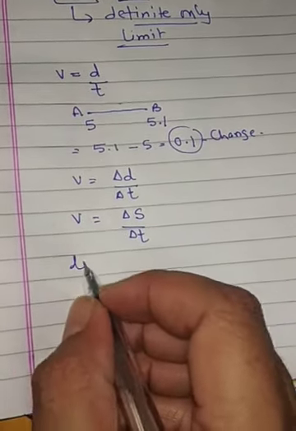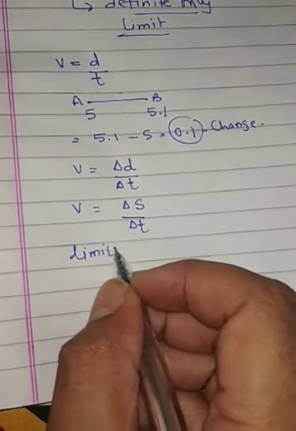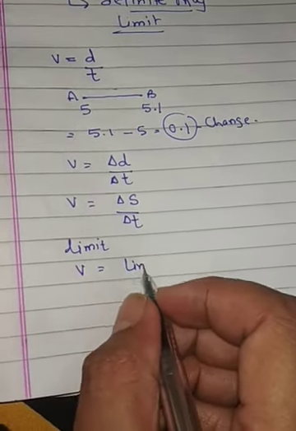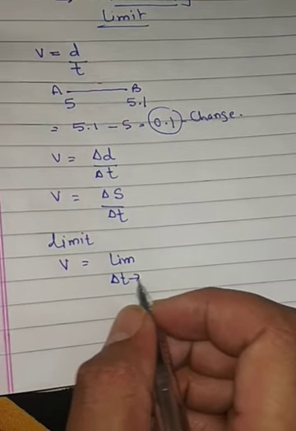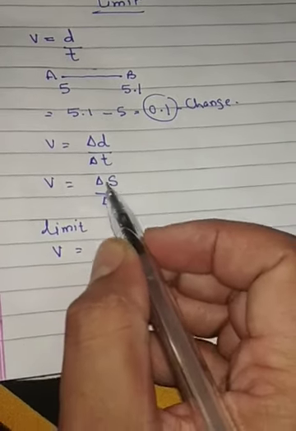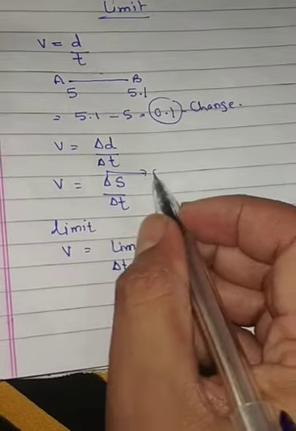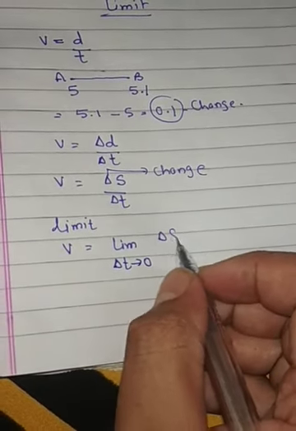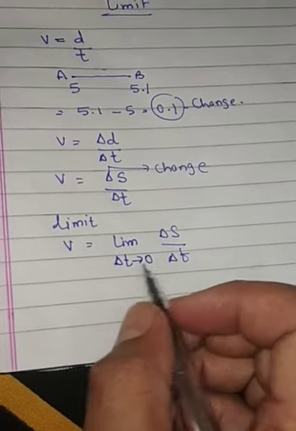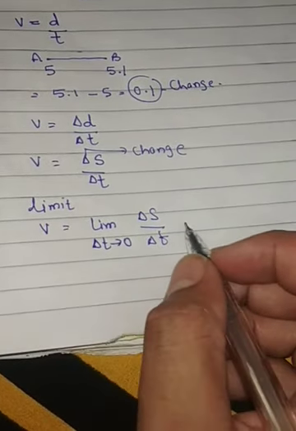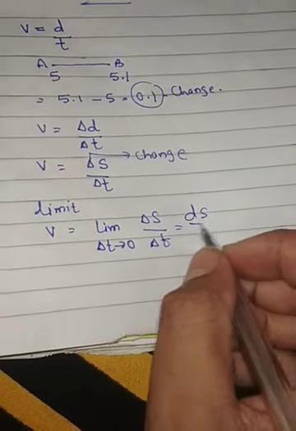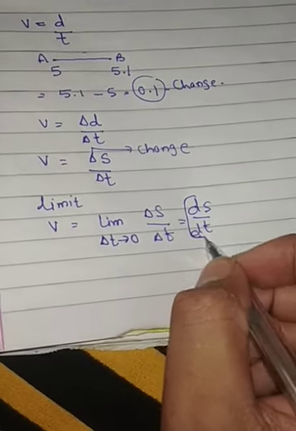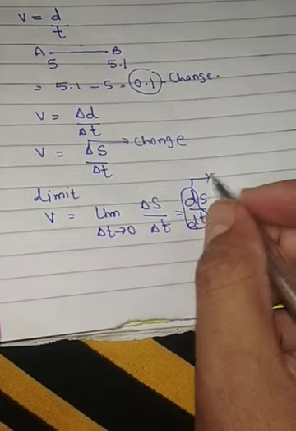So simply apply the limit on this function. We will get what? Velocity is equal to limit delta t approaches 0 of delta s upon delta t. This delta shows change. But when we take delta t approaching 0, then we get what? ds upon dt. This d by dt also shows what? Change.